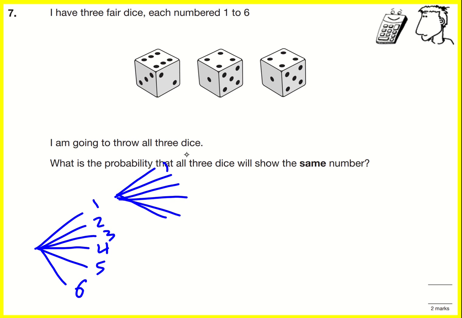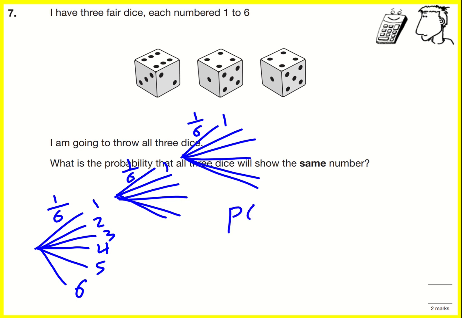But let's say me getting 1 again, and then on the third one, I'm only drawing part of the tree diagram. What if I get 1 again? Well, every time there's a 1/6 probability. And what we do on tree diagrams is we multiply these probabilities together. So the probability of getting 1 is 1/6 times 1/6 times 1/6, or 1/6 cubed.